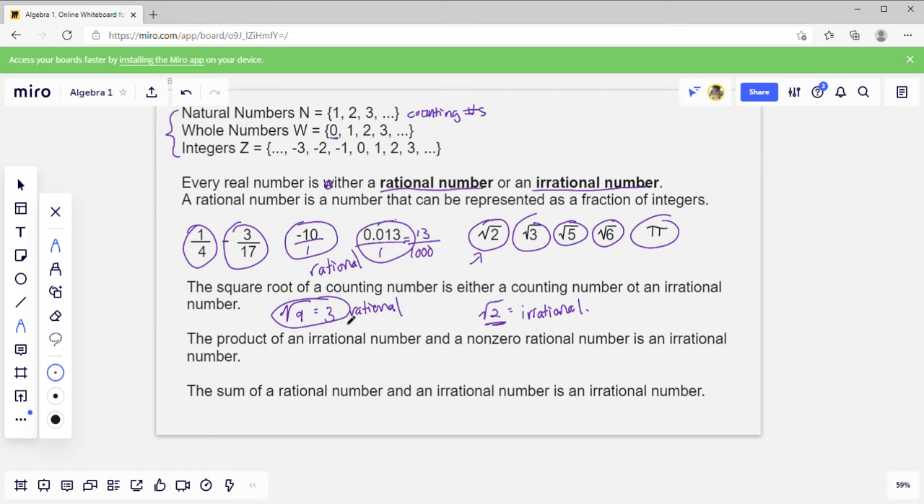The product of an irrational number, product means multiply, and a non-zero rational number is an irrational number. So that means if I had 3, which is rational, times the square root of 2, which is irrational, I'm going to get an irrational number. The sum, that means add, of a rational number and an irrational number is an irrational number. So 3 plus the square root of 3 is going to be irrational.